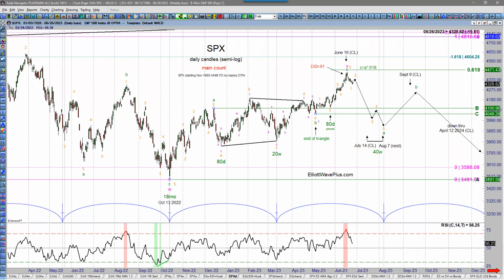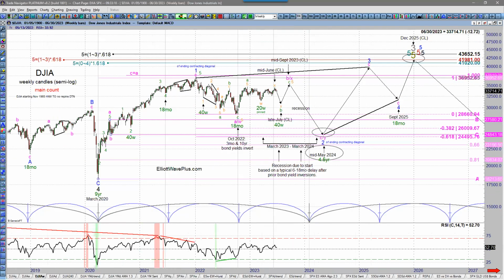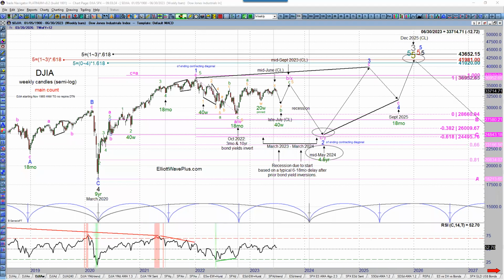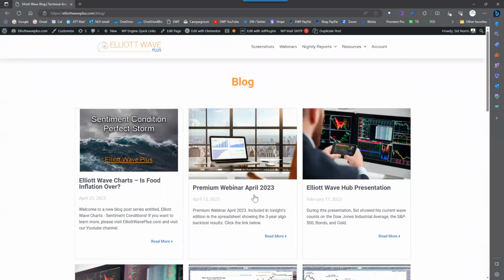So I know I've been going back and forth between the Dow and the S&P, and you might remember last time when I presented back in February. In mid-February was the last Elliott Wave Hub presentation.